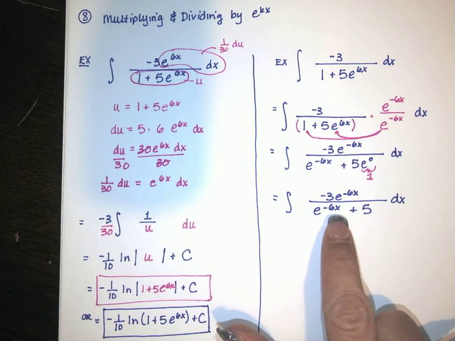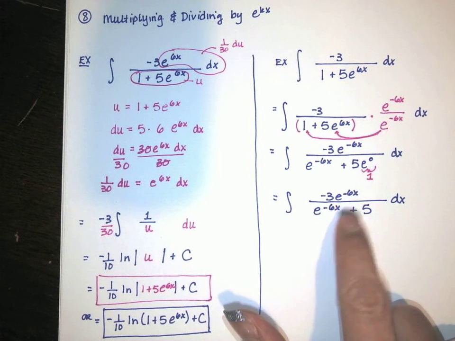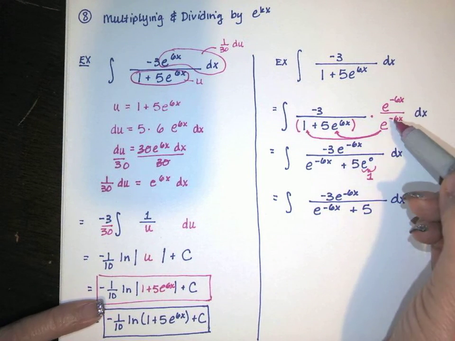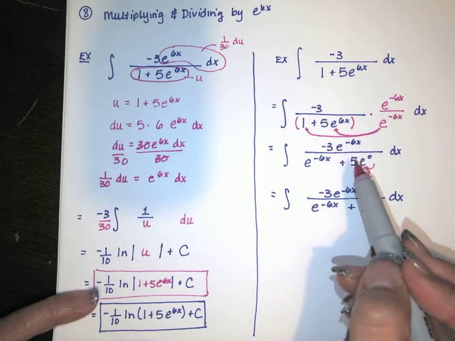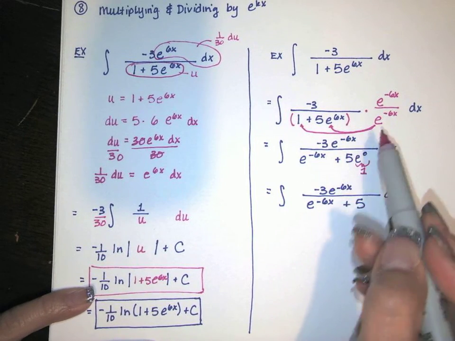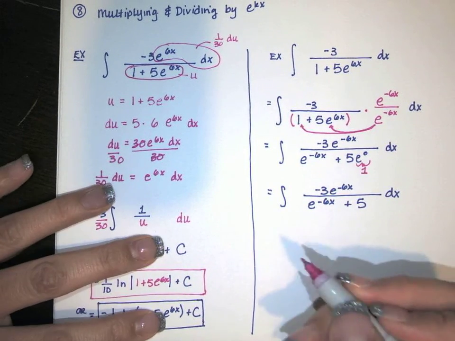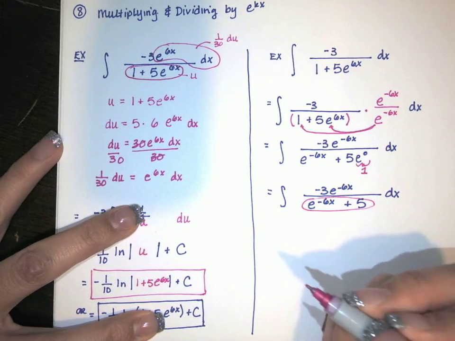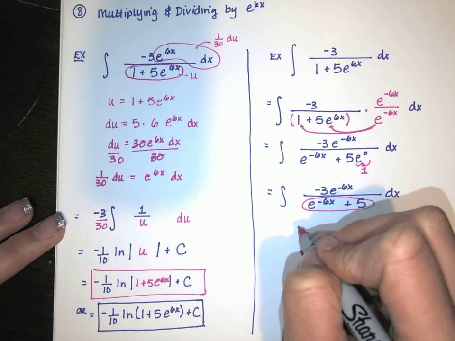I've got matching exponentials now. I've got an e to the negative 6x down here, and I've got the same thing in the numerator. So this is going to work out just fine. We're going to be able to do the u-sub after we've multiplied by e to the kx over itself in just the right way so that these two guys cancel and we're left with this. I can do the u-sub and u is my denominator. It's going to look very similar to this problem that we have already solved here on the left.